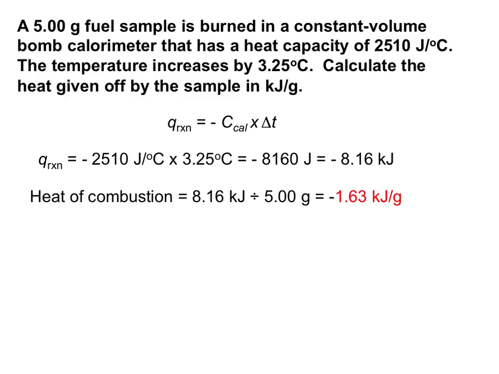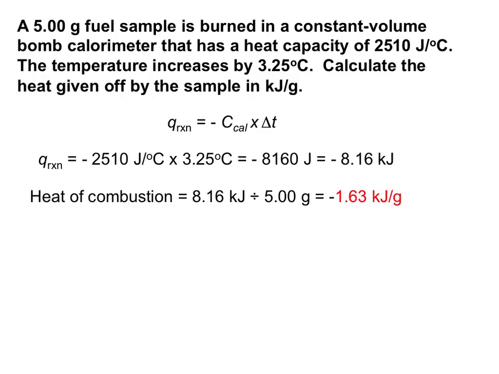A 5.00 gram fuel sample is burned in a constant volume bomb calorimeter. So they've told you that you're using the constant volume bomb calorimeter, so you know that you're going to be utilizing this type of equation. This bomb calorimeter has a heat capacity as follows, and the temperature change of the bomb calorimeter when we burn these 5 grams of fuel is 3.25 degrees C.